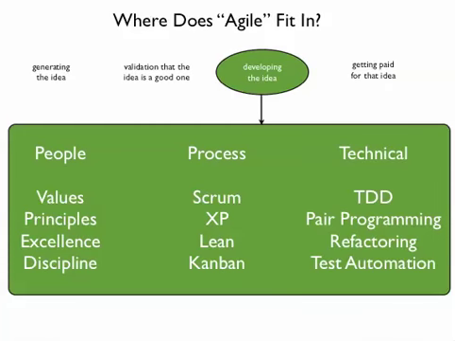People focuses on the values and the principles of Agile. Process focuses on the mechanics of delivery, for example, Scrum, Extreme Programming, Lean, and Kanban. And technical are the technical practices for building the software: test-driven development, pair programming, refactoring, test automation. There's much more to all of this, but generally Agile focuses on developing that idea. That's not enough to reach business agility.